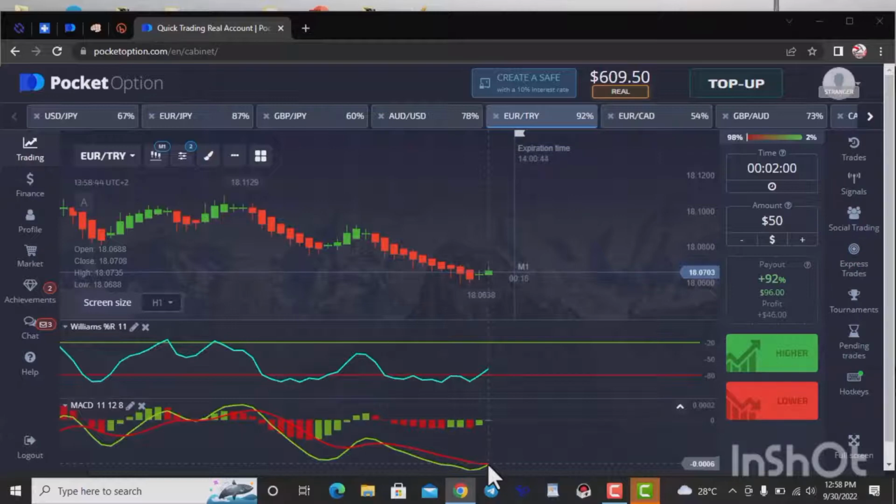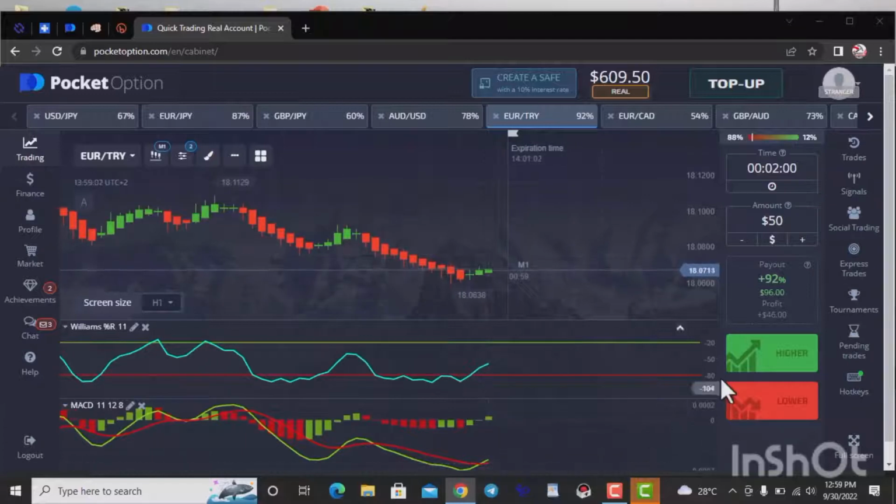There are basic things you need to consider before taking a trade. It is when the MACD lines intersect while the Williams line is pointed up. This is the right time for you to buy, or trade higher. We are still analyzing the market.